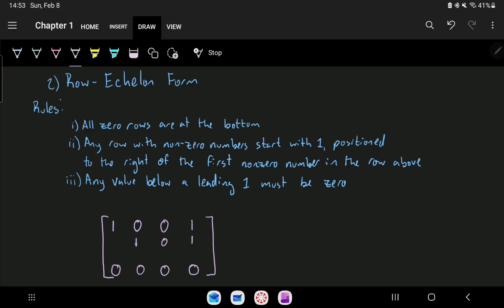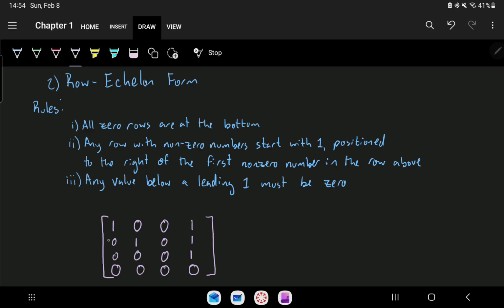So as such, we're not going to put that last row with a 1 right here, because that's not to the right of this. It's not to the right of that. If we make this a 4 by 4, then that last one would have to be either here, or it could also be here instead, and that would be fine if this row were entirely zeros. The last requirement is that any value below a leading 1 must be a 0. So there's no other number I could fill these spaces with. I can't do something like that. These spaces must be filled with zeros.